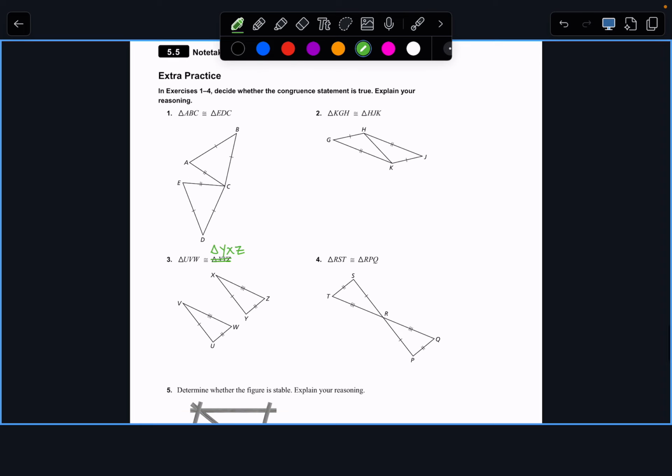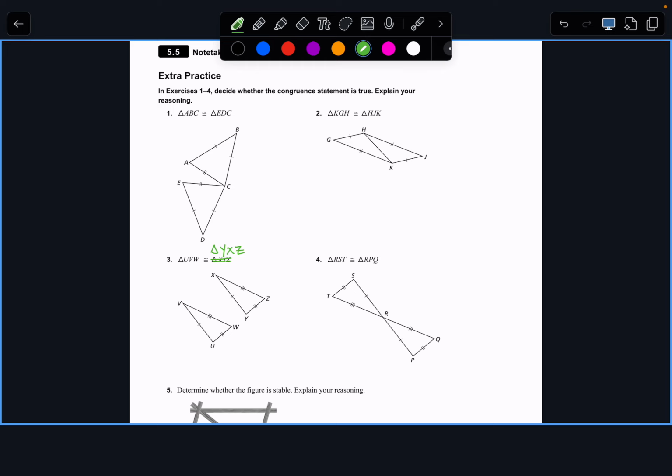I would like you to decide these 4 pictures. Are the 2 triangles congruent or not? And if they are, are they congruent by side, side, side, side, angle, side, or hypotenuse leg? So you have 1, 2, 3, 4 problems. I'll give you about a minute and a half to make the decisions. I'll go. Side, side, side.